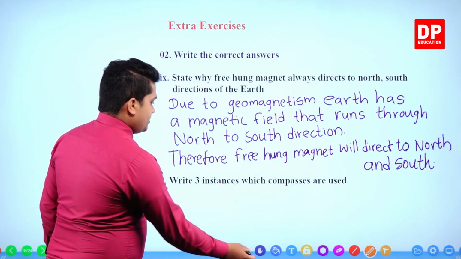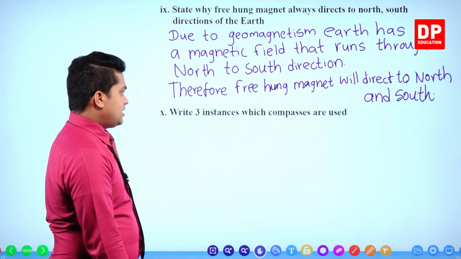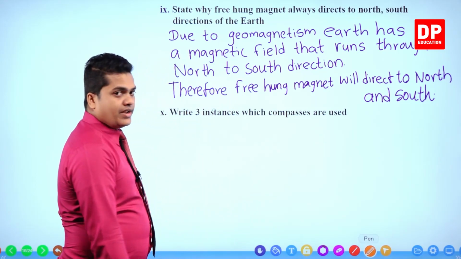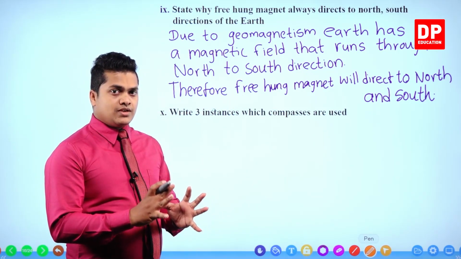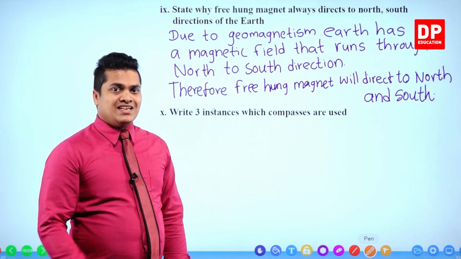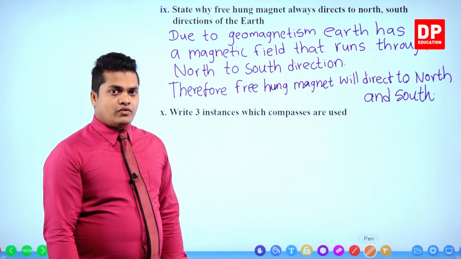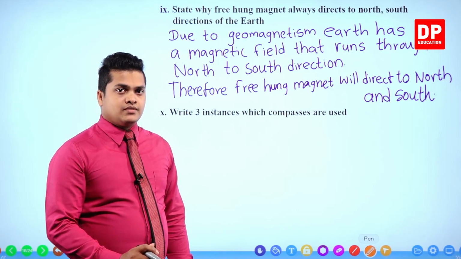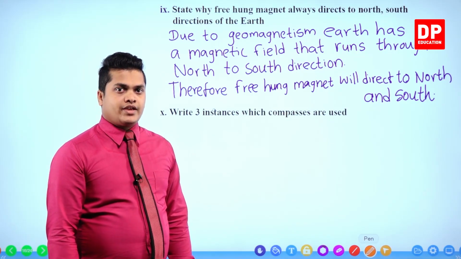So in the next question, write 3 instances which compasses are used. So compasses are mainly used to find the directions. So scouts use compasses to find directions. Sailors use compasses to find directions, and explorers use compasses to find their directions.